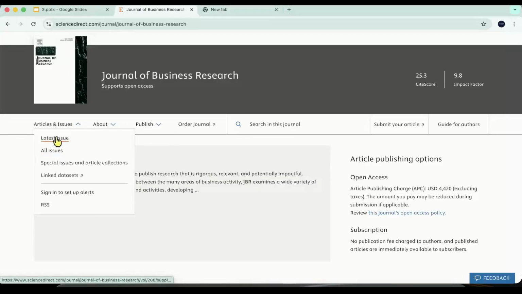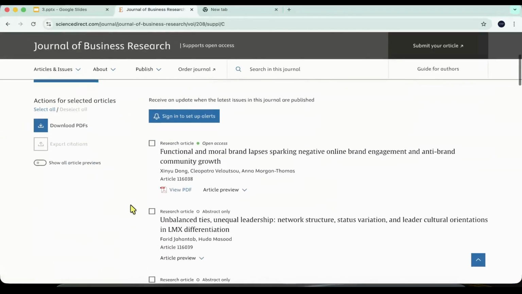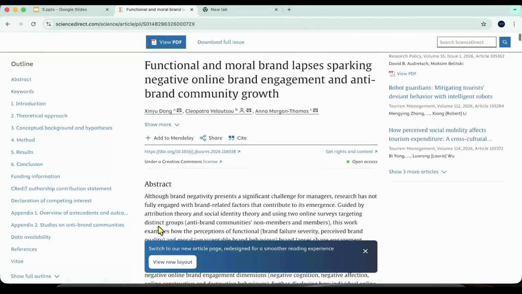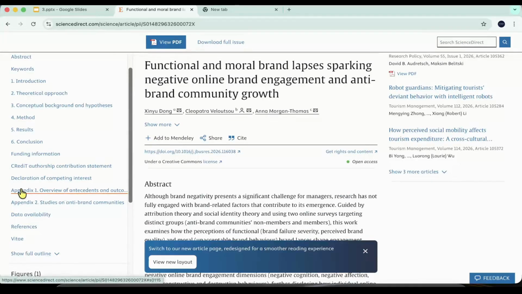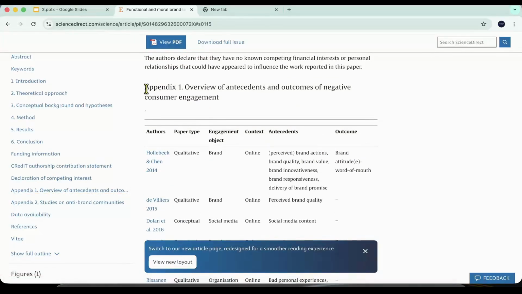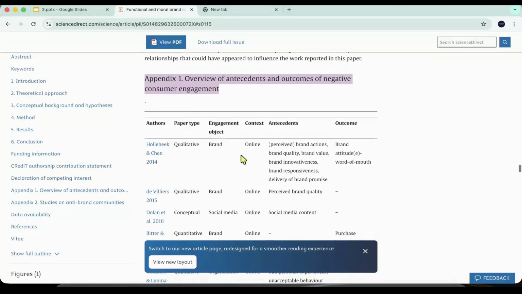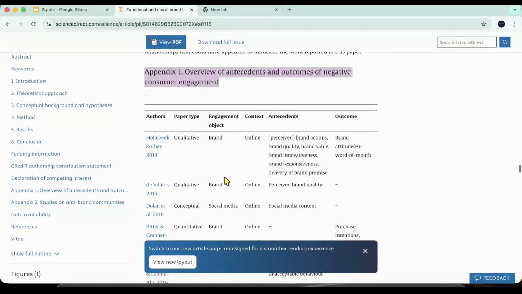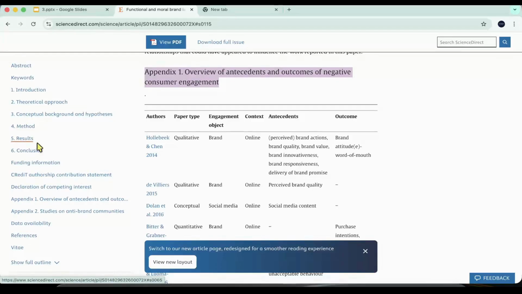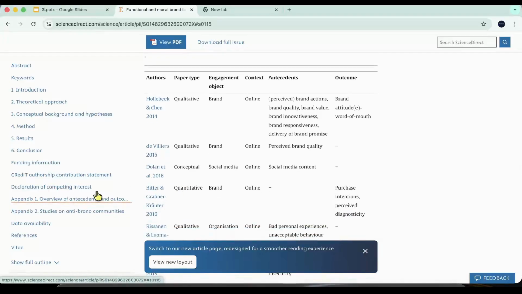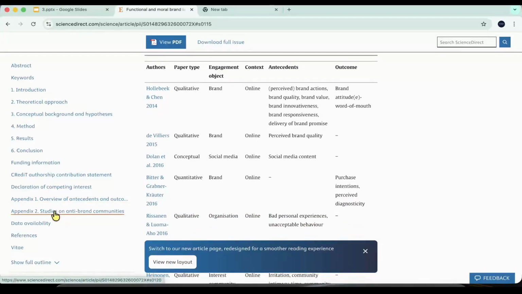Let's check some latest issues. Coming to this article, can we see in this article, Appendix 1 is overview of antecedents and outcomes. Can we see the author has attached this table here? Why not in the main article? Because of the word limitations. Probably the author felt other tables are important to include in the article. This is background work which the group of people have done, so they have attached it as an appendix.